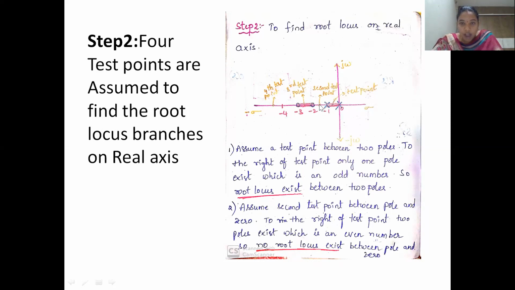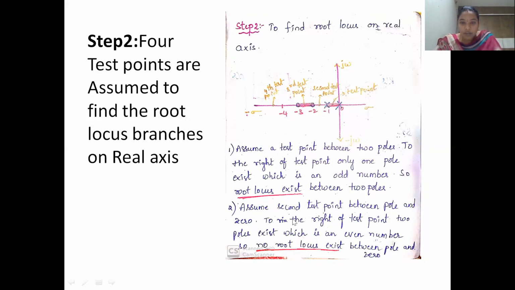After assuming this point, you count how many poles and zeros; that means you need to take the total number. How many poles and zeros are there to the right of this test point? I have only poles here, two in number, which is an even number. So what is the meaning? The meaning is there is no root locus branch existing between this pole and this zero. That is what I have written here.